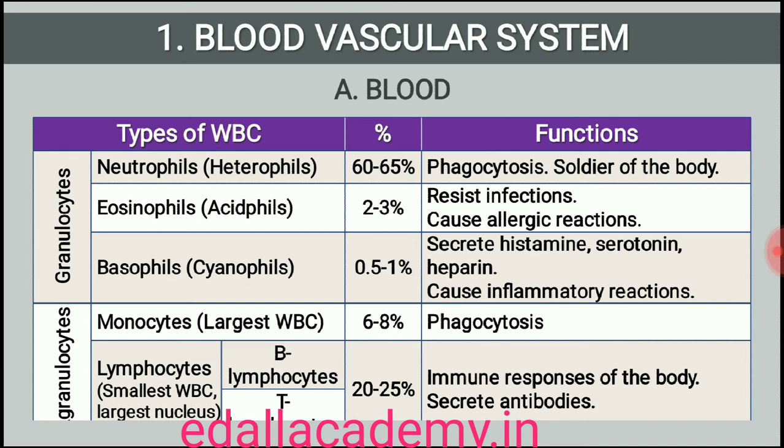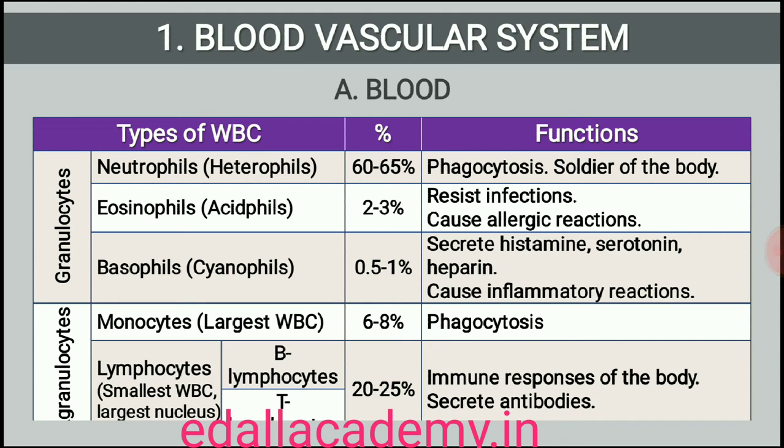Neutrophils and monocytes, 6-8%, are phagocytic cells which destroy foreign organisms entering the body. Basophils secrete histamine, serotonin, heparin, etc., and are involved in inflammatory reactions. Eosinophils, 2-3%, resist infections and are also associated with allergic reactions.